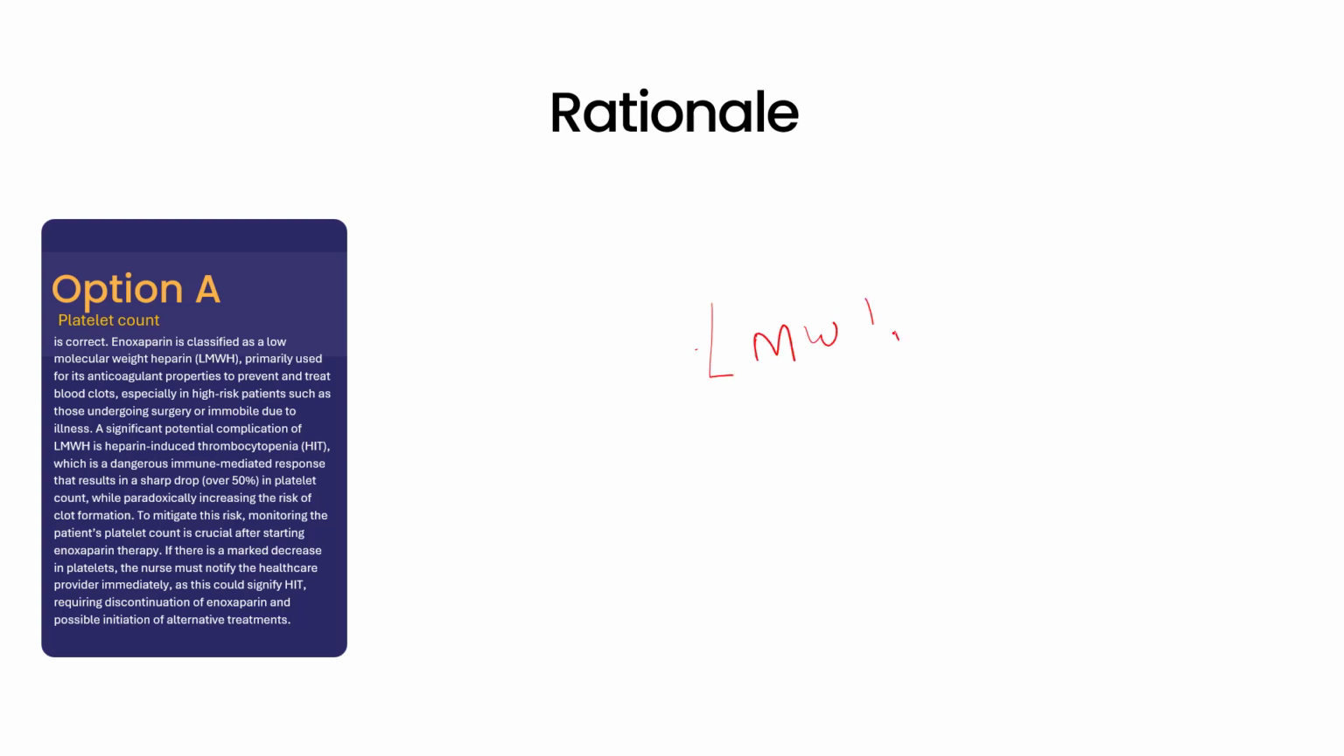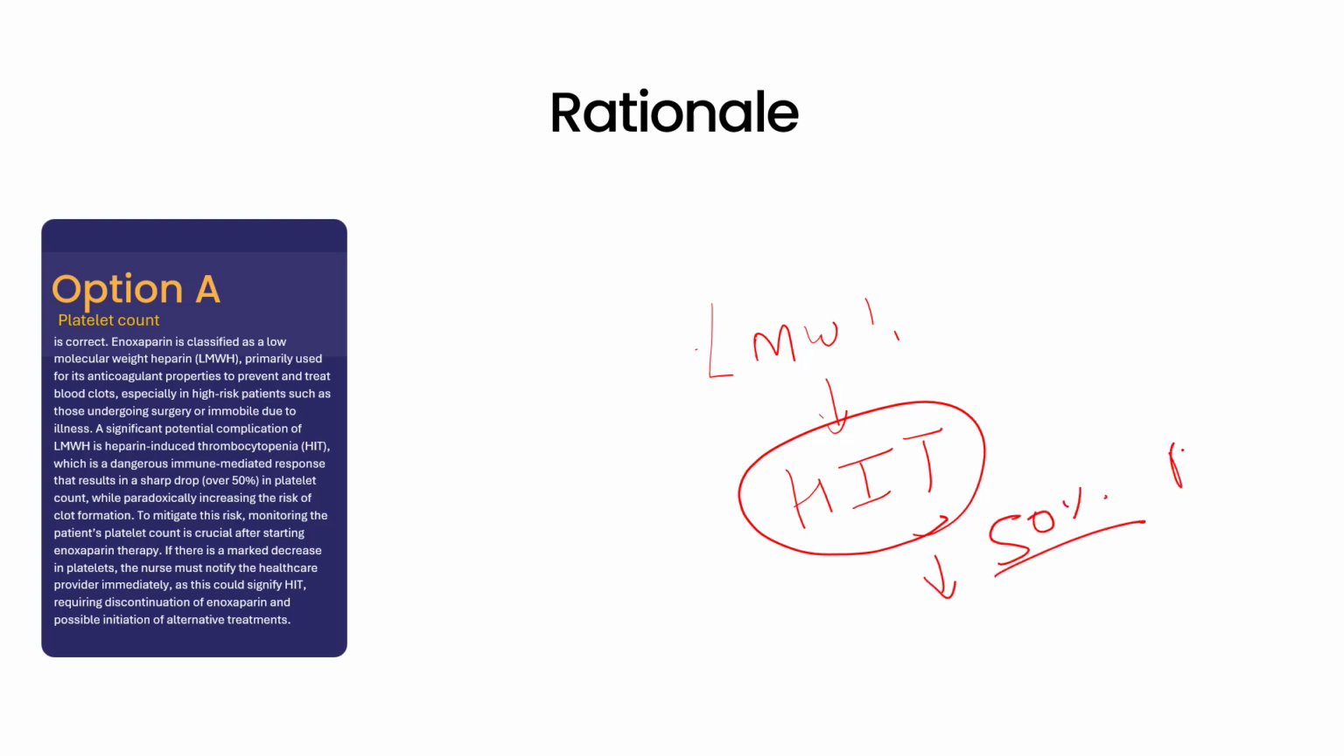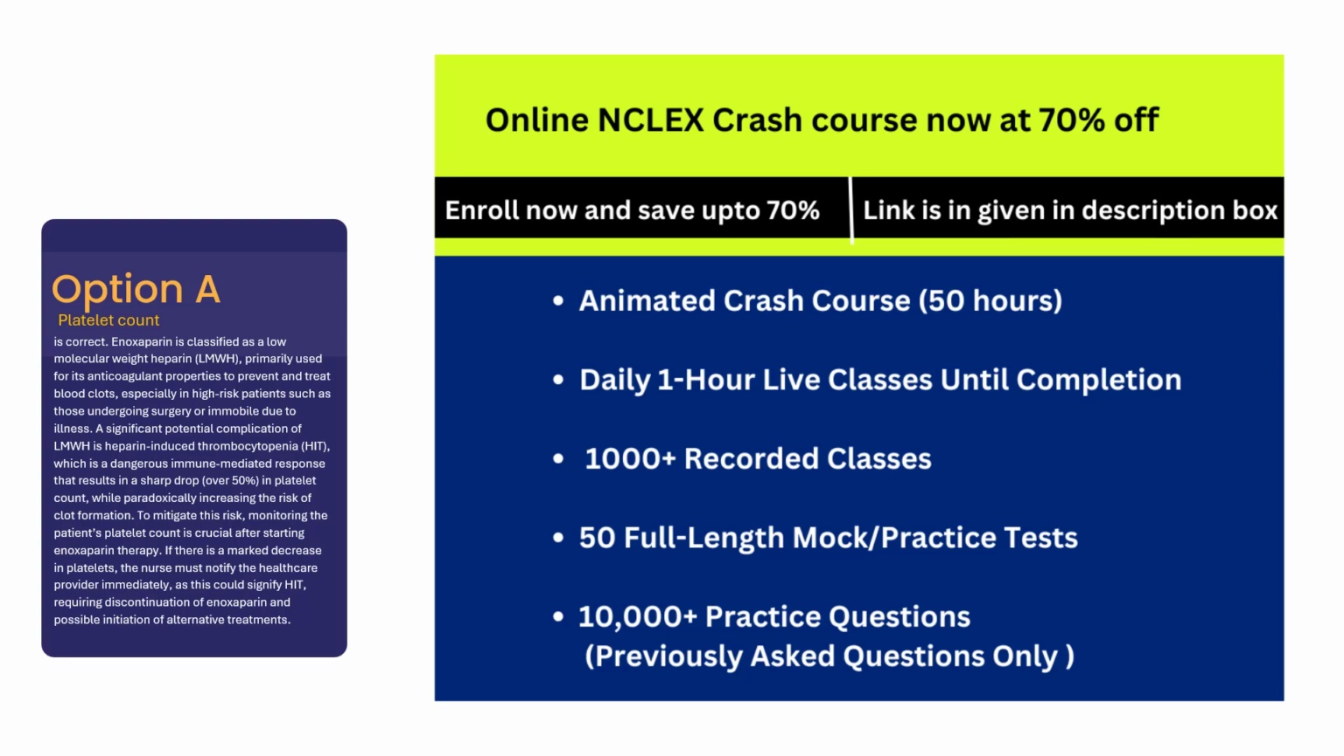A significant potential complication of low molecular weight heparin is heparin-induced thrombocytopenia, which is a dangerous immune-mediated response that results in a sharp drop, over 50%, in platelet count, while paradoxically increasing the risk of clot formation. To mitigate this risk, monitoring the patient's platelet count is crucial after starting Enoxaparin therapy. If there's a marked decrease in platelets, the nurse must notify the healthcare provider immediately, as this could signify heparin-induced thrombocytopenia, requiring discontinuation of Enoxaparin and possible initiation of alternative treatments.